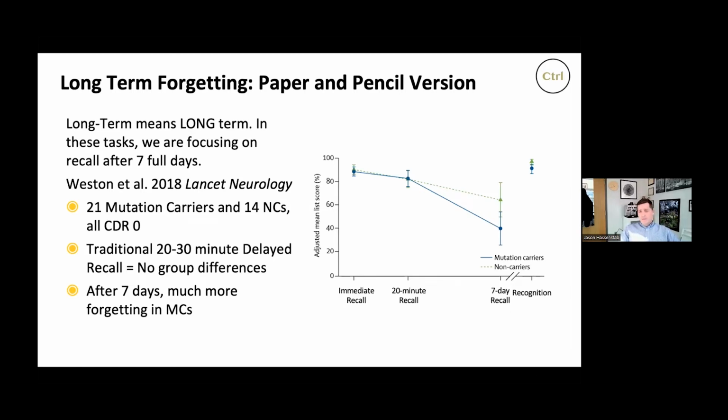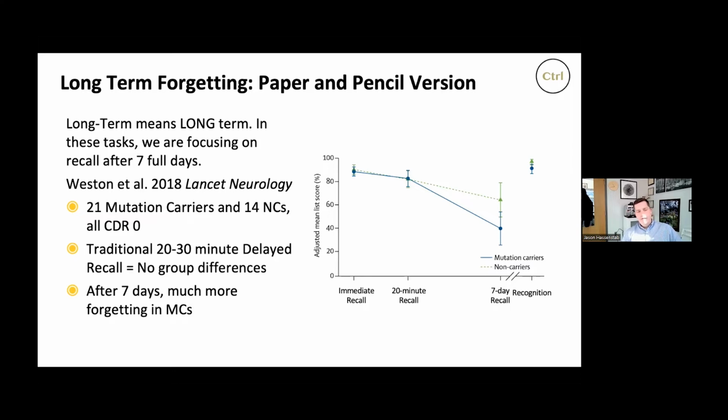And when I say long-term, I mean long-term. In these tasks we're focusing on recall after 7 full days. I've actually seen papers where they do this for 6 months; 30 days is a common version. And this is from a paper that we did back in 2018 now, in the before times, as you say, with the DIAN population. We had 21 mutation carriers and 14 non-carriers.